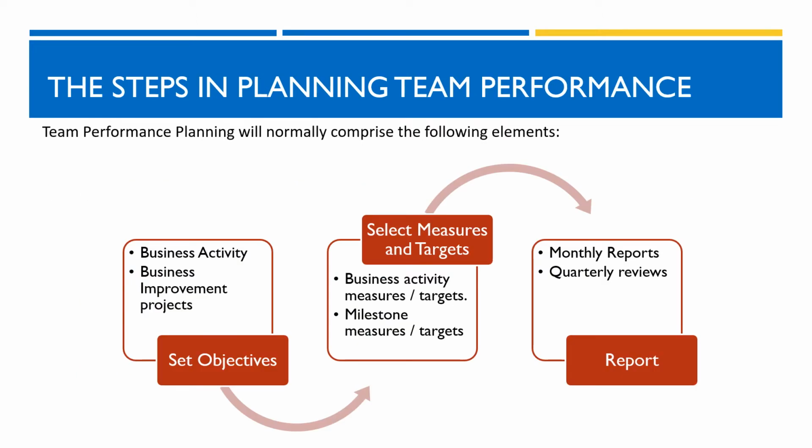Team performance planning will normally comprise the following elements. First, you set objectives which produce results in business activity, such as operations, sales and financial objectives, and goals related to improving the effectiveness of the business through innovation, or problem solving, such as in new technologies, process efficiencies and new systems. The next task will be to identify targets and measures to enable monitoring of achievement of the objectives. The final step is to create a review and reporting process, which provides regular feedback to your team members and to your stakeholders on team performance.